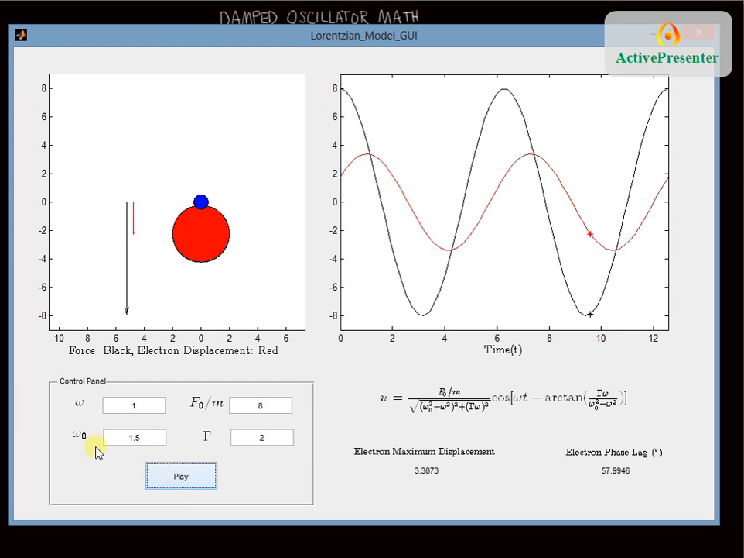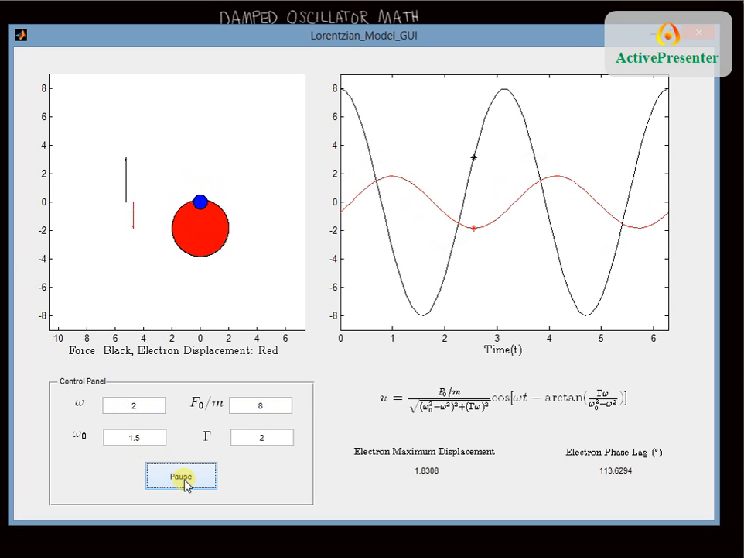Right now I'm driving the oscillator at a frequency lower than its resonant frequency, 1 as opposed to 1.5. And you can see that the red arrow more than half the time points in the direction of the black arrow. It lags it somewhat. If I drive it at a frequency 2, so that it's greater than the resonance frequency of the oscillator, you can now see that more often than not the response is in the opposite direction of the force. So that's what happens when you overdrive something.